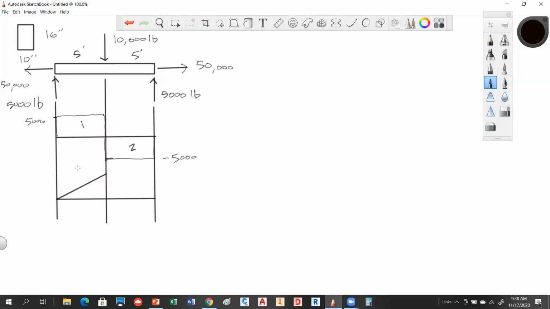And that's going to be 25,000, and that is pound-feet. Sorry for my units. Okay, and then this is going to be a negative 5,000 times 5. When I add those two together, that's going to bring me back to 0.